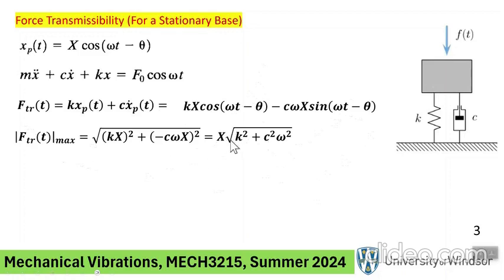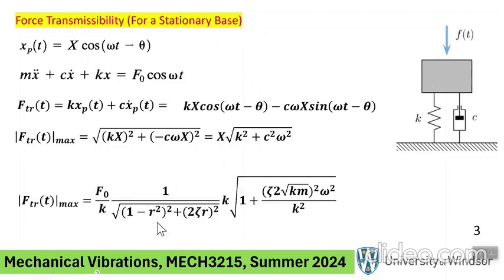However, we know what big X is from last week. Remember, it was F naught over K times an amplification factor. So I can take this X and replace it with what it is. Here is the value of big X from last week. And then, of course, times the square root of k squared plus c squared omega squared.